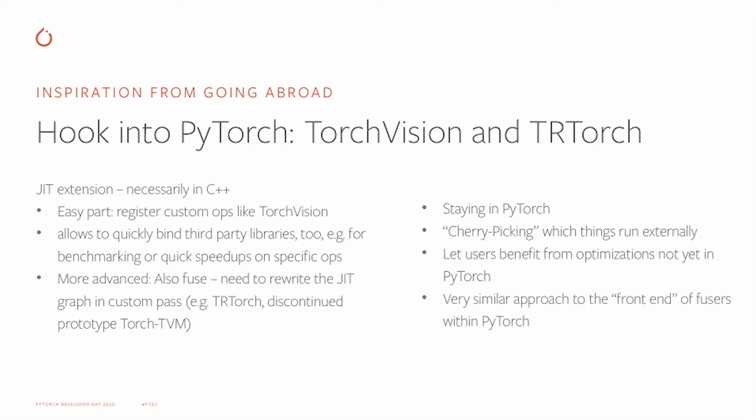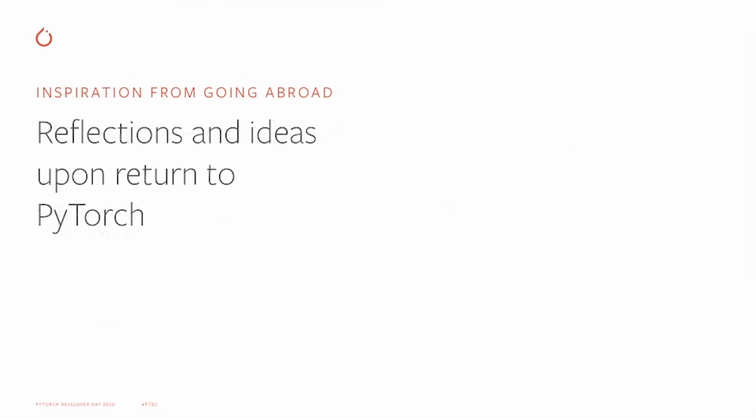The advantage to the user is that you stay in PyTorch and you have the full PyTorch experience, and at the same time you can cherry pick which things run externally. And so you can benefit from optimizations that PyTorch itself doesn't do yet out of the box. And in a way, this is also used in PyTorch itself, so the speedups we get from JITted models often are the result of fusing operators within PyTorch with the fusers that we developed.